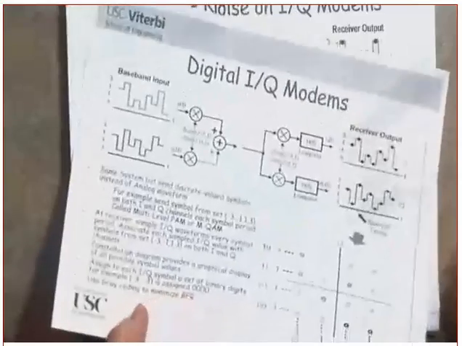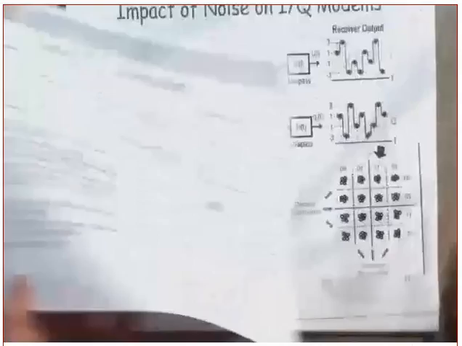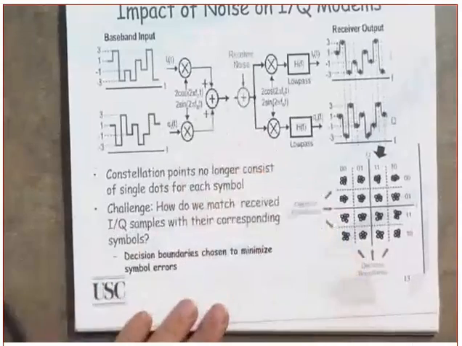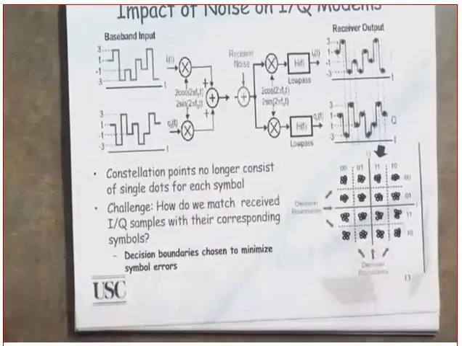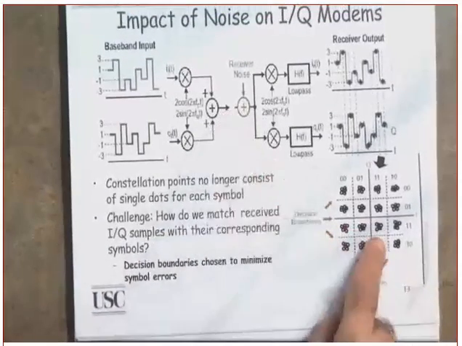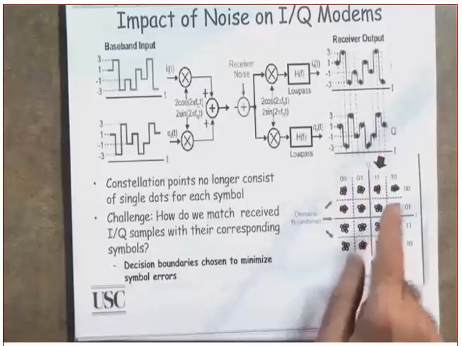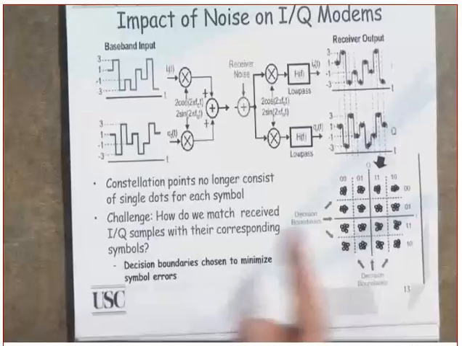Now, then we added to what? We added to this circuit, or we added to this system the noise. That's the receiver noise. Noise is independent from the signal. We added the noise, and we looked at the constellation at the receiving side. Clear?